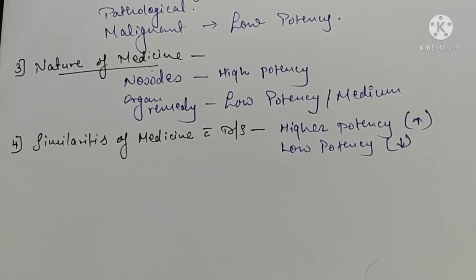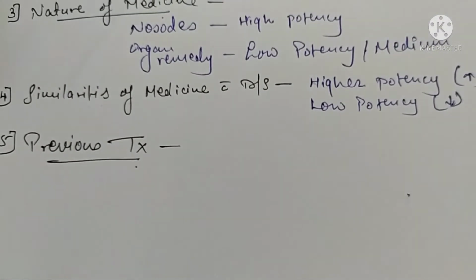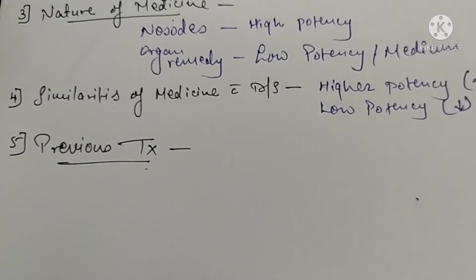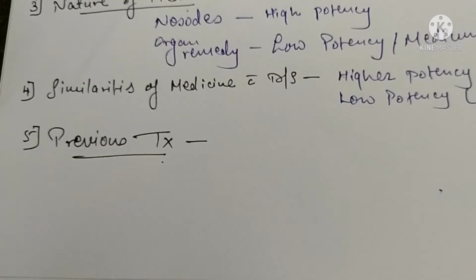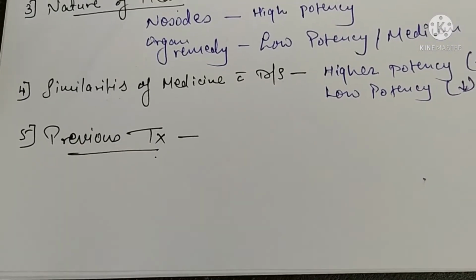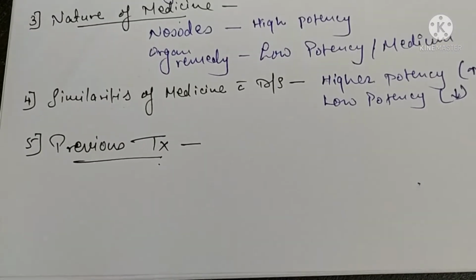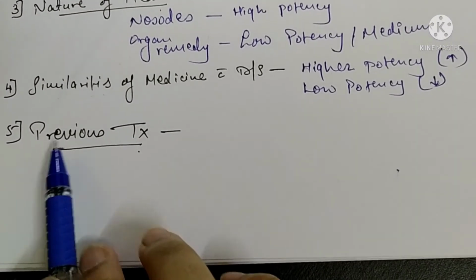Now there are so many patients who come from allopathic treatment to homeopathic treatment in very chronic cases. In that kind of patient, always start with the lower potency. Why? Because they have been very much exposed to different drugs. So this comes under this parameter, that is previous treatment.